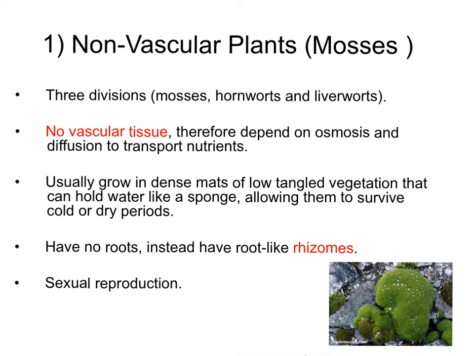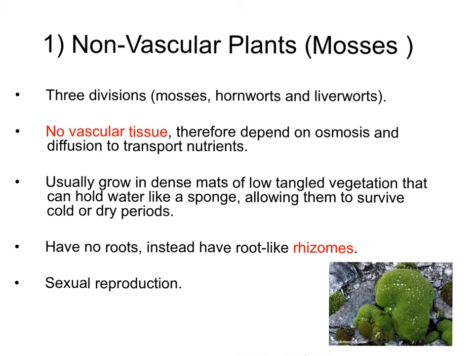And because there's no vascular tissue, so they don't have that transport system, they're going to be living in primarily moist and damp areas because they rely on diffusion to help move the materials around the plant. These non-vascular plants are the simplest of land plants. They're the first land plants. They have that protective cuticle to help retain water. And like I said, they don't have any roots, so they have something root-like called rhizomes.